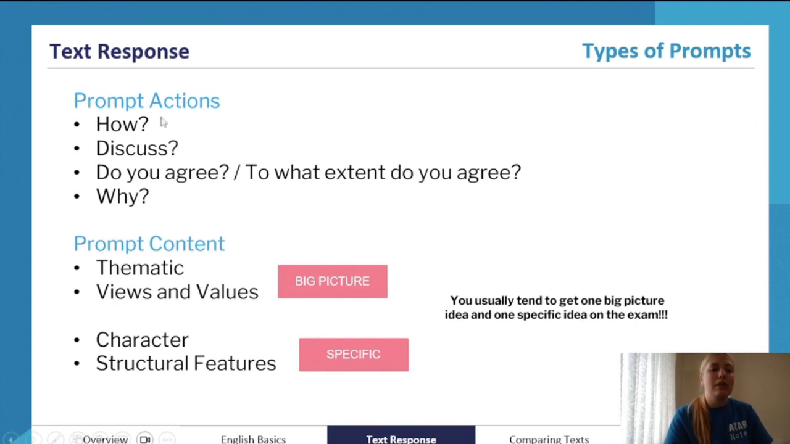Now, how is unique in the sense that it suggests that you have a structural features prompt where your discussion has to focus around structural features. If you take a how prompt and you treat it like a thematic or a views and values prompt, you will have a problem with your marks. So these have to focus on structural features discussion.